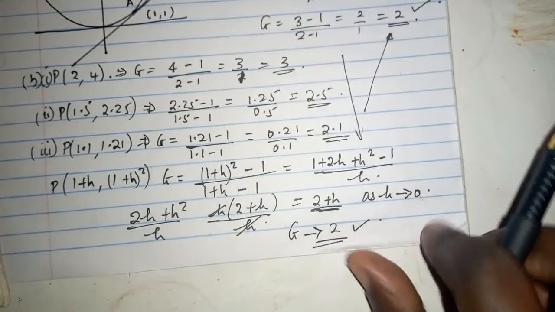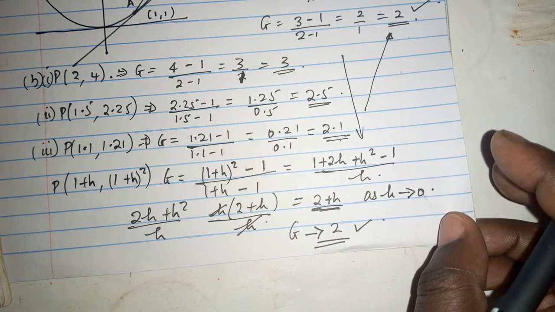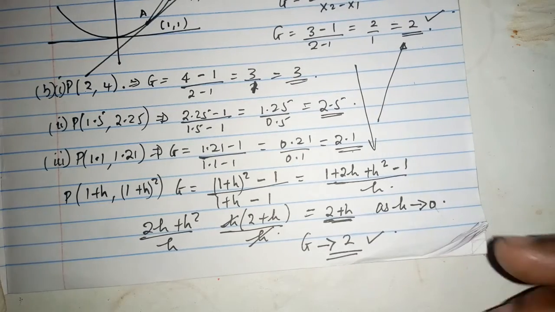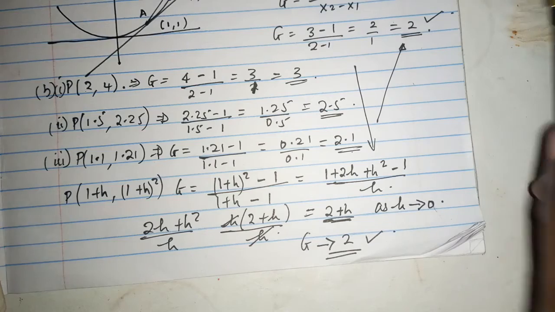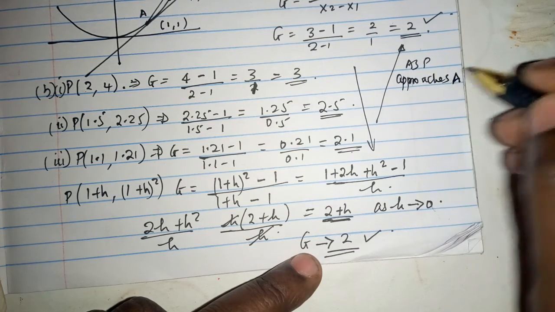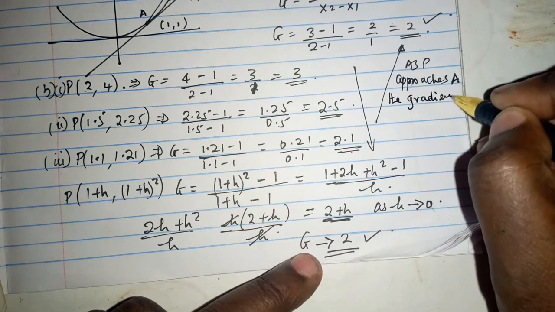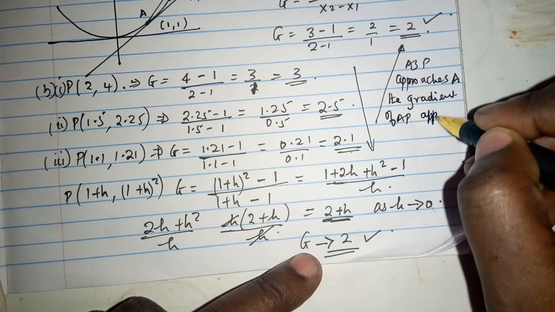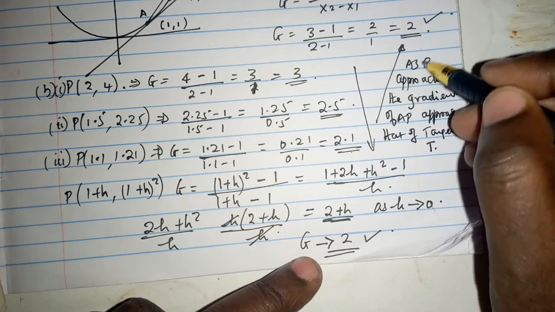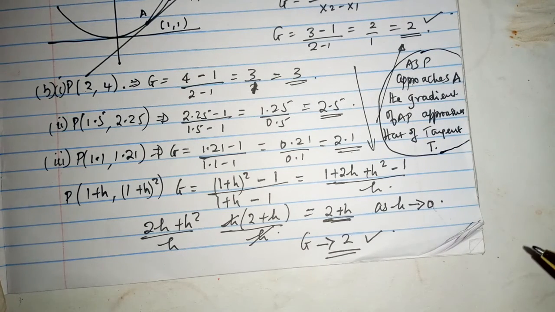Our conclusion is, as P gets closer to A, the gradient of the chord AP gets closer to the gradient of the tangent. And we write it here: as P approaches A, the gradient of AP approaches that of tangent T. We will work around this statement throughout this topic. This is just a way of showing you that the gradient of a tangent is equal to the gradient of the curve at the point of contact.